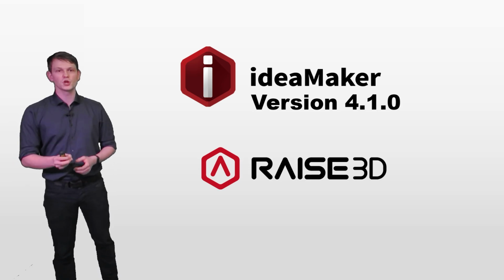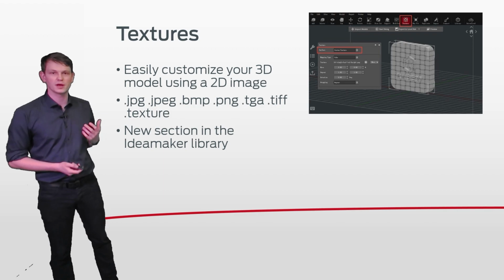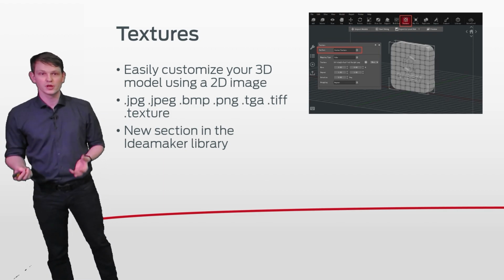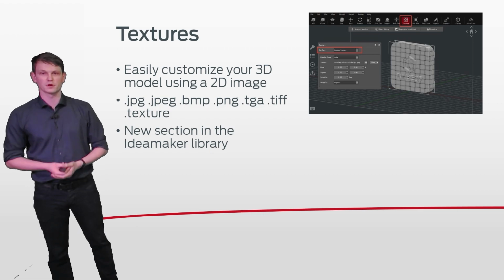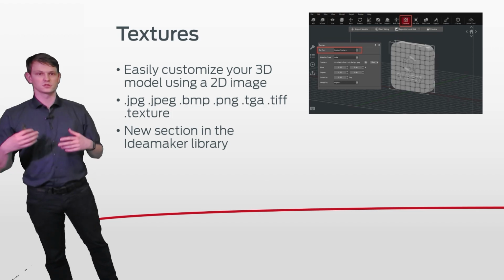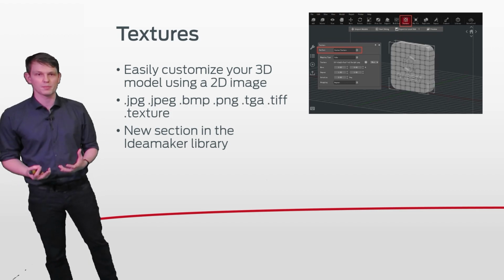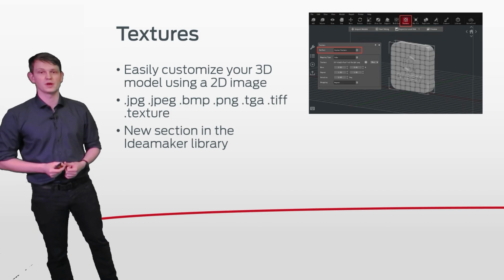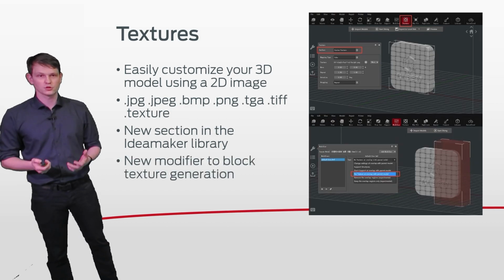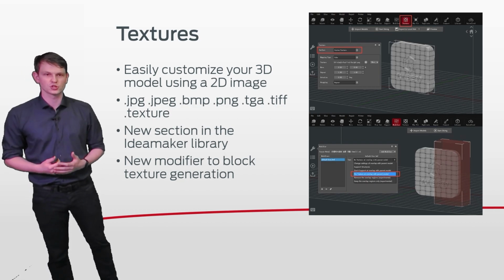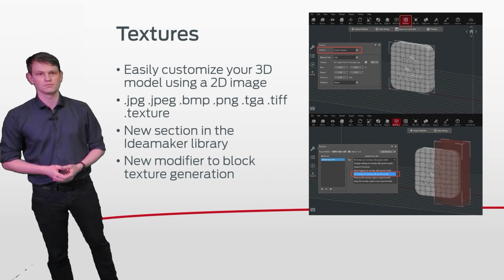First and foremost, we now have the possibility to apply textures to our models. We can simply use almost any image and use it to modify the surface of our part. Most of the common image formats are supported, such as JPEG, PNG, bitmap, and TIFF. Additionally, there is now a .texture format as well. In order to manage this texture function in more detail, a new modifier function was added. This can prevent texture generation in the overlap zone.